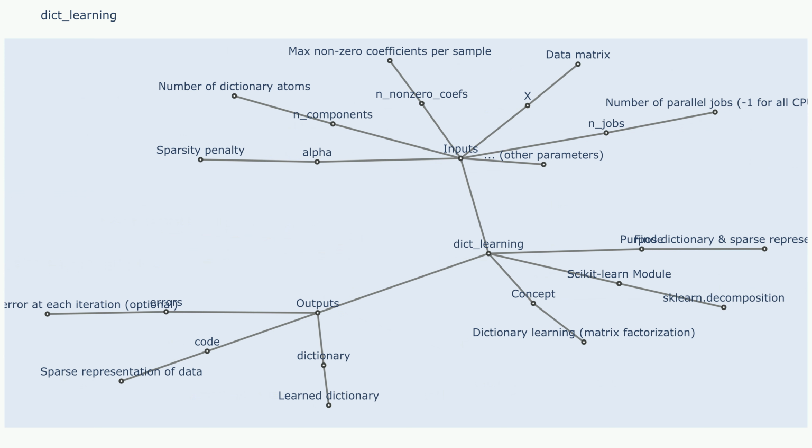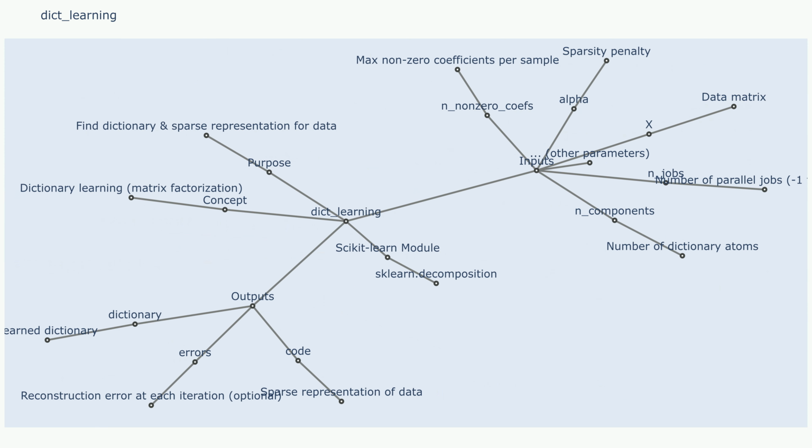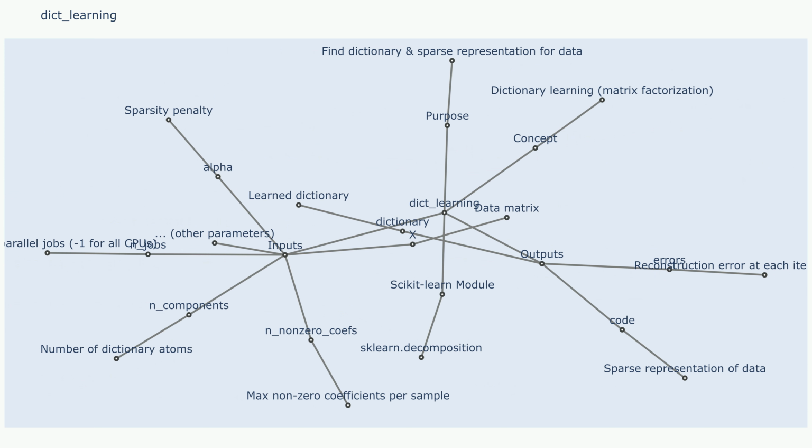1. The underlying principle: sparsity and dictionary learning. Sparse representation. The core idea is to find a minimal set of basis vectors, the dictionary, that can reconstruct the original data with a sparse combination of these vectors. This means that each data point can be represented as a linear combination of only a few dictionary elements. Dictionary learning. The goal is to learn this dictionary from the data itself. The algorithm iteratively updates both the dictionary and the sparse codes until a desired reconstruction error is achieved.